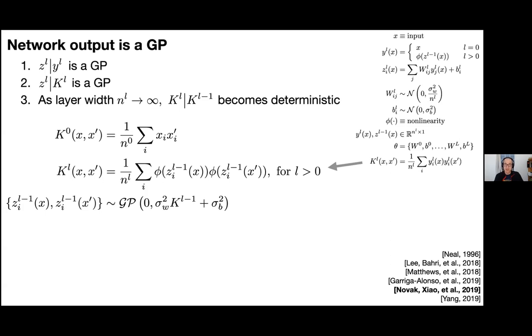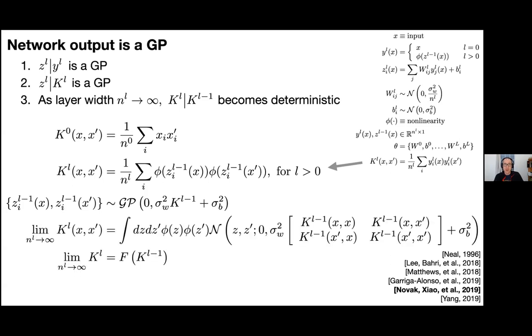And as NL goes to infinity, as the number of samples in the average goes to infinity, we can replace this average over samples with an integral over the distribution generating the samples. Again, this distribution generating the samples is just a multivariate Gaussian, a Gaussian process. So this integral is an integral over a multivariate Gaussian distribution. In the limit, we replace the entries in the second moment matrix for each pair of inputs x and x prime with an integral over a 2D Gaussian of the product of phi of z and phi of z prime. This integral is deterministic.